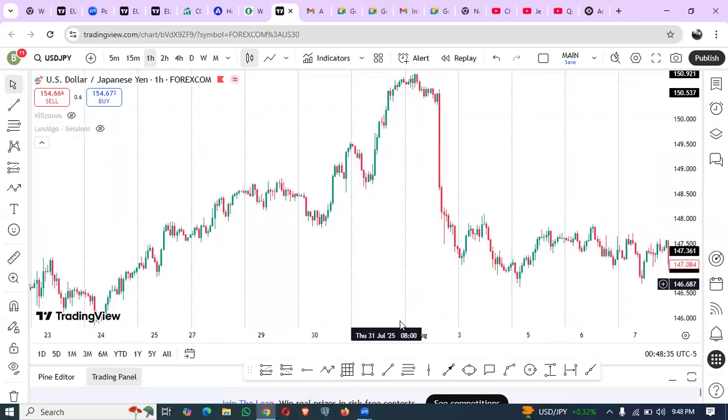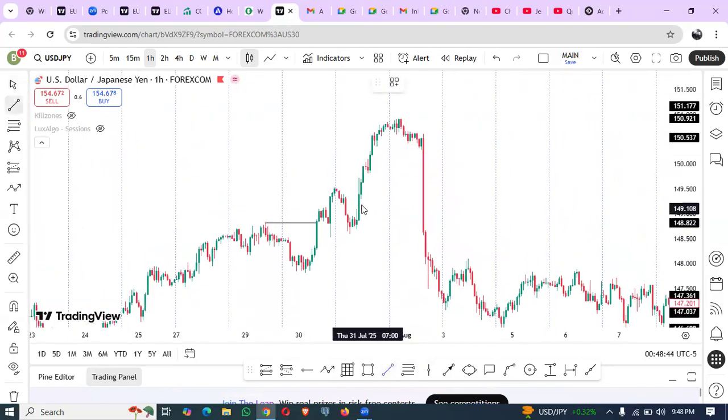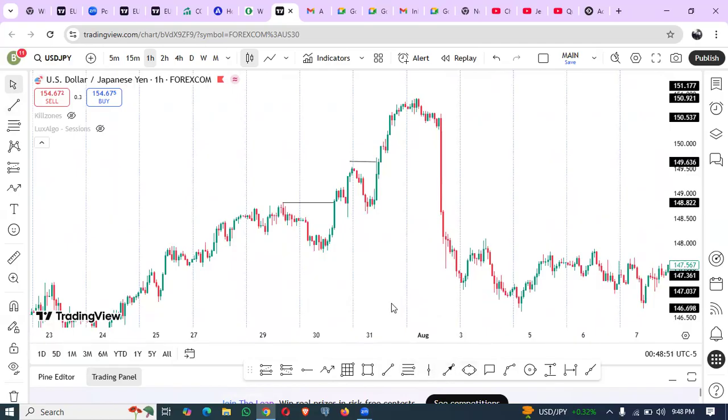Here again, impulsive push. Close above here as a breakup structure. Corrected, it went up again. Breakup structure. And that's it. And this is a bullish market. All right, guys.